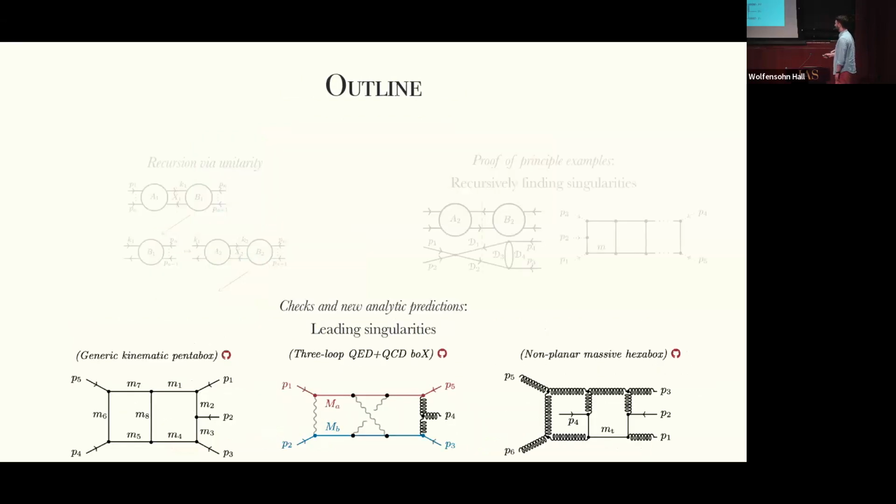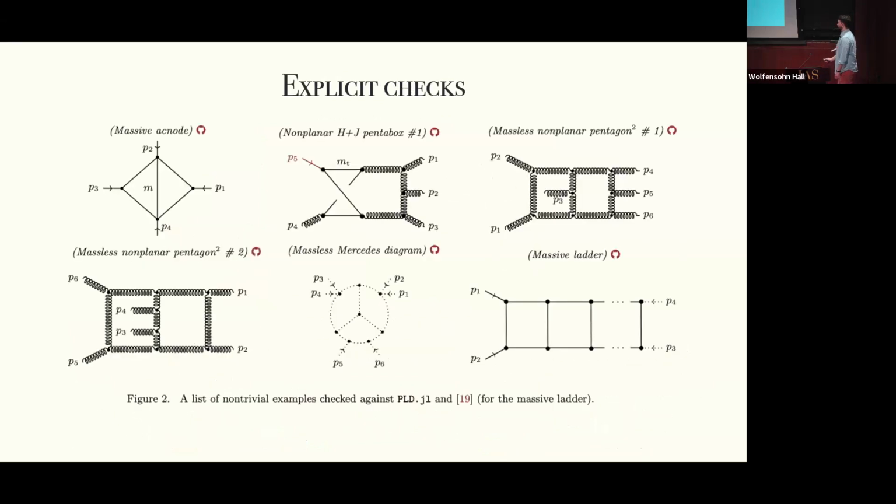OK. So in the time that I have left, I wanted to enumerate some checks and some new analytic predictions that we're able to make. And in these slides, I'm going to display sequentially the two-particle cuts we use in the recursion, just to make sure that everyone understands what I'm doing. So for the massive ACK node, it actually does not really matter. I can start with this two-particle cut or this two-particle cut in either order. It doesn't matter, because the diagram is symmetric, but it's a bit less obvious for diagrams like this, where you have a non-planar loop.